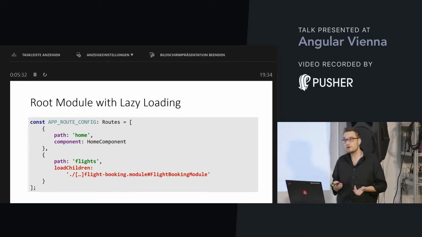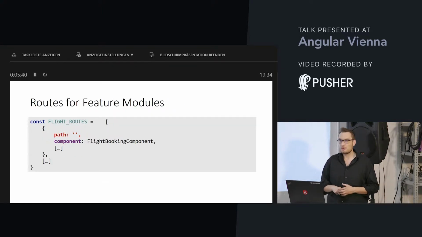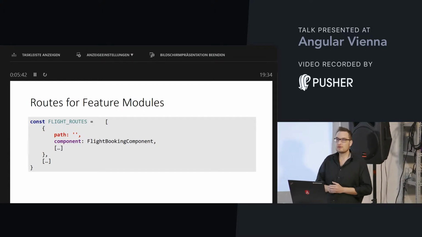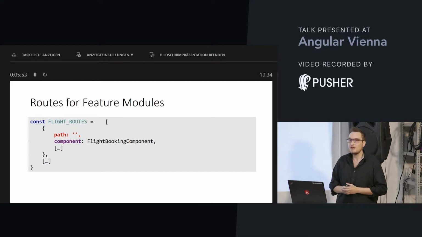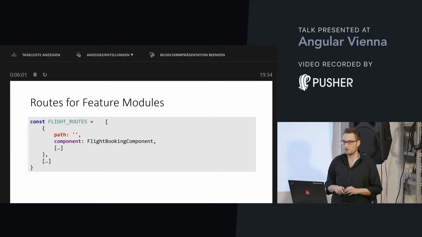Now, of course, the question arises, which route is activated when we are loading this module? And the answer is your lazy loaded module has a routing configuration of its own, and there you could insert a default route, a route without a path or a route with an empty path, and then this route would be activated after the lazy loaded module is loaded into the memory of your browser.